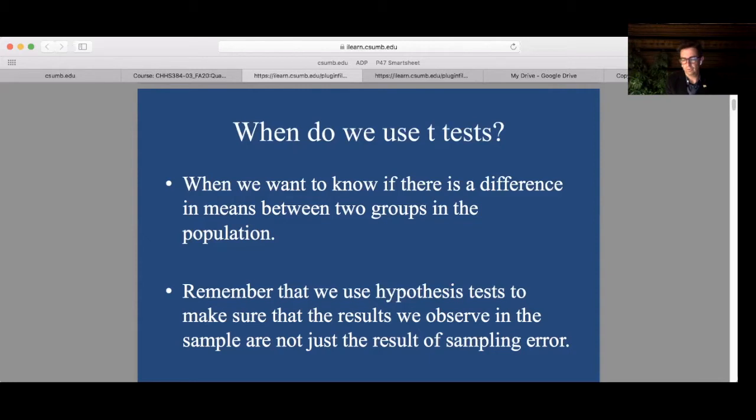Remember that the reason for any type of hypothesis test in statistics is to make sure that what we're observing in our sample data is not just a result of sampling error, right? That there is some difference out there in the population too. So any hypothesis test that you're going to do in your life in statistics is for that reason. You want to know if what you're observing in the sample is not there just by sampling error, that there is some relationship or some difference in the population as well.